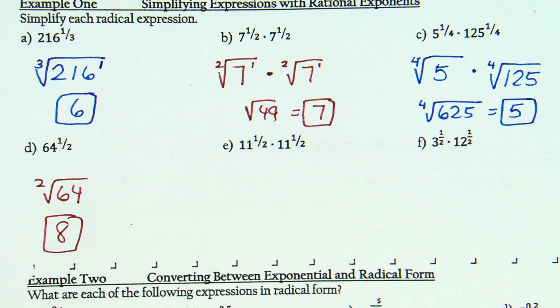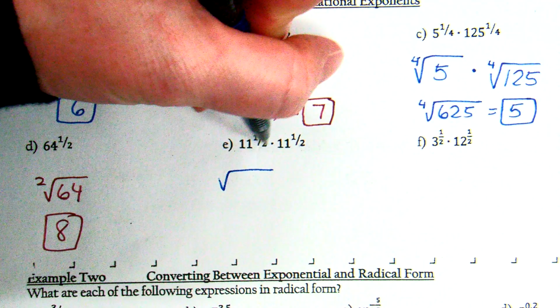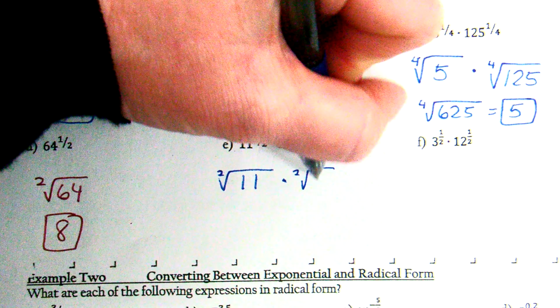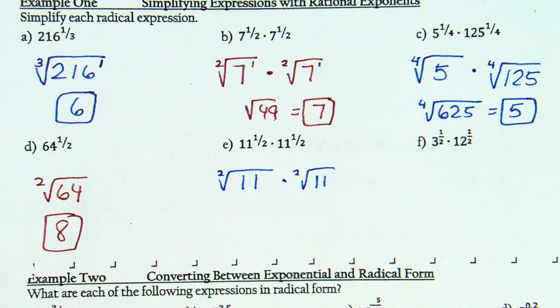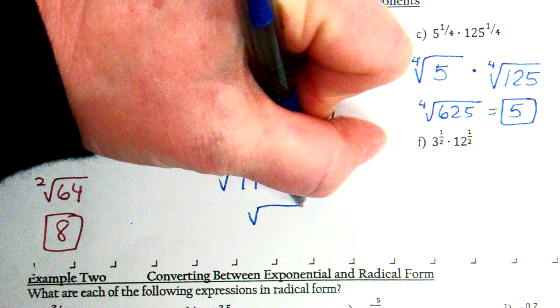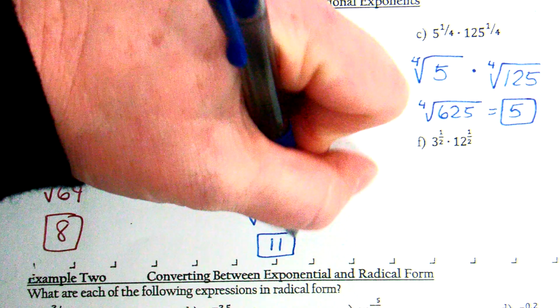Again, some of you can process through this quicker than others. Think with me, though. 11 to the 1/2 times 11 to the 1/2. 11 to the 1/2. That 2 goes in the index, so it's the square root of 11 times square root of 11. What is square root of 11 times square root of 11? Okay. I heard two different things. They're both good. I heard square root of 121. I heard 11. I don't care which way you go.